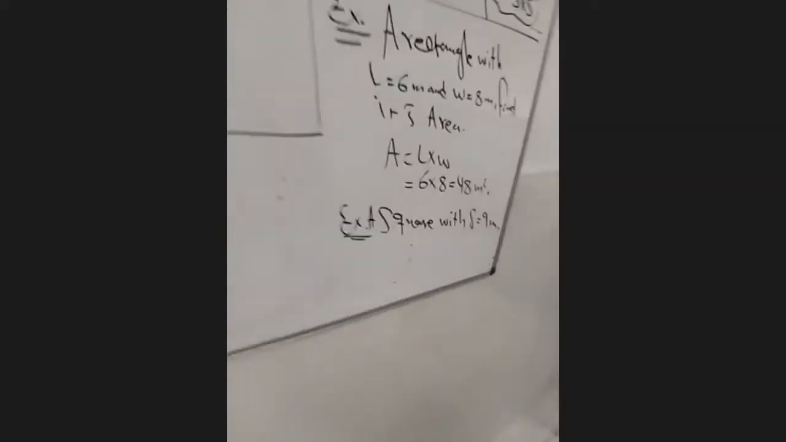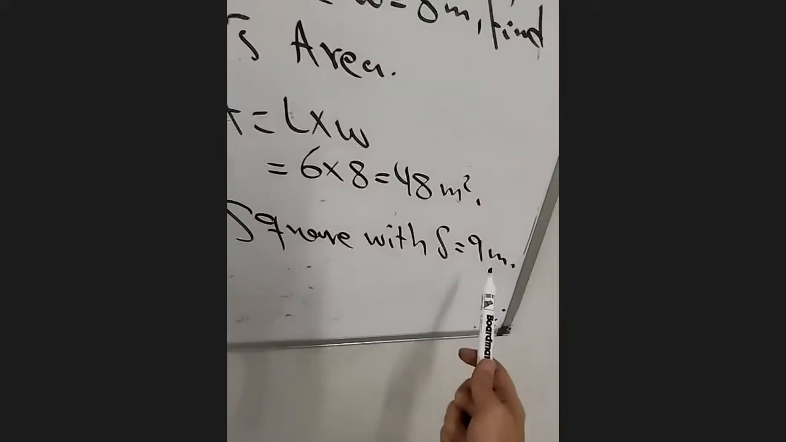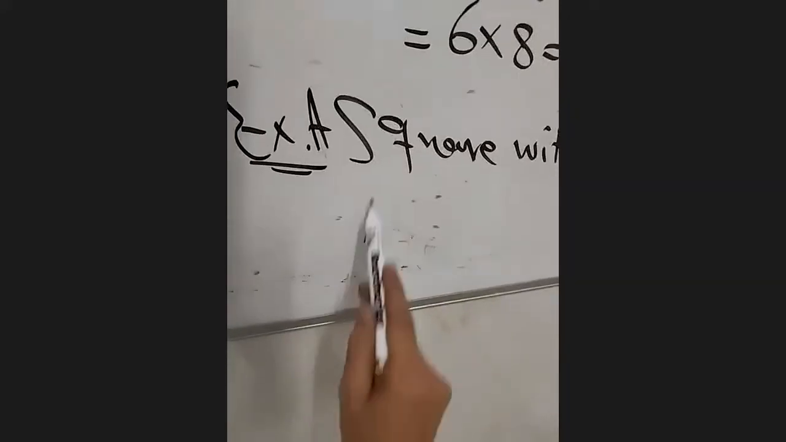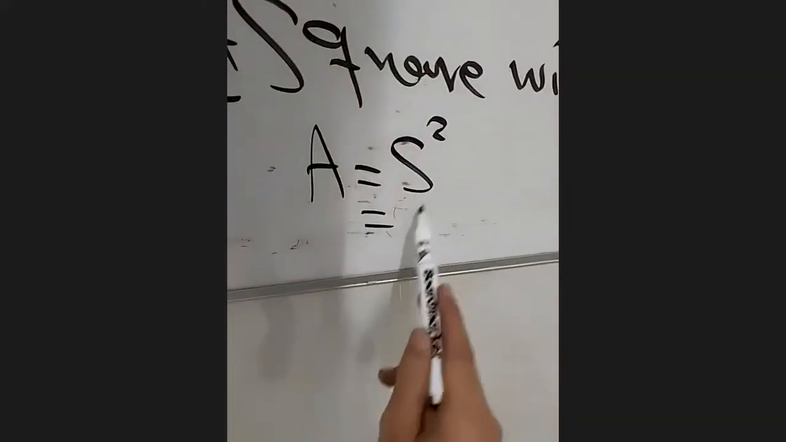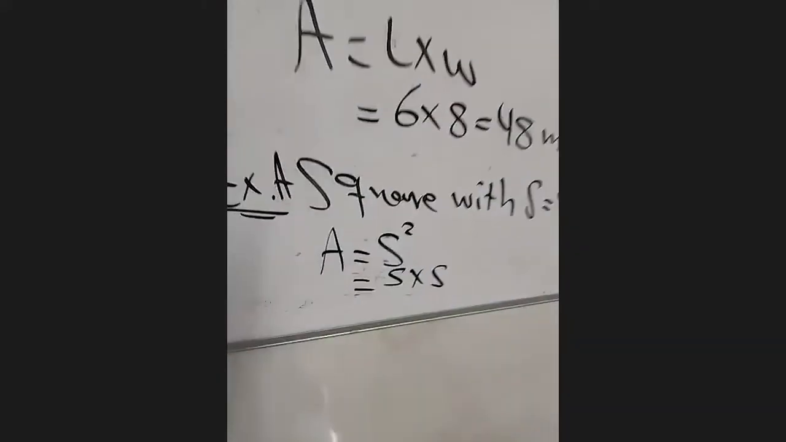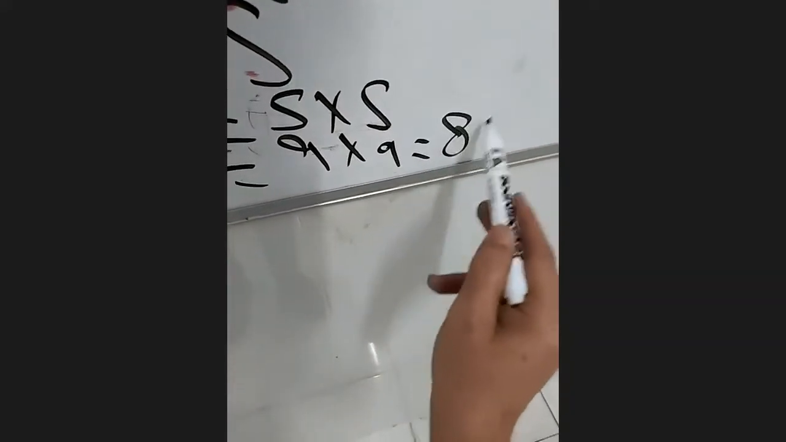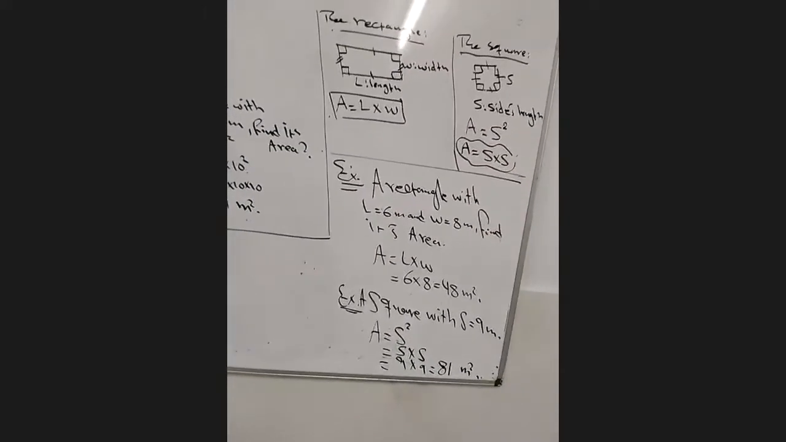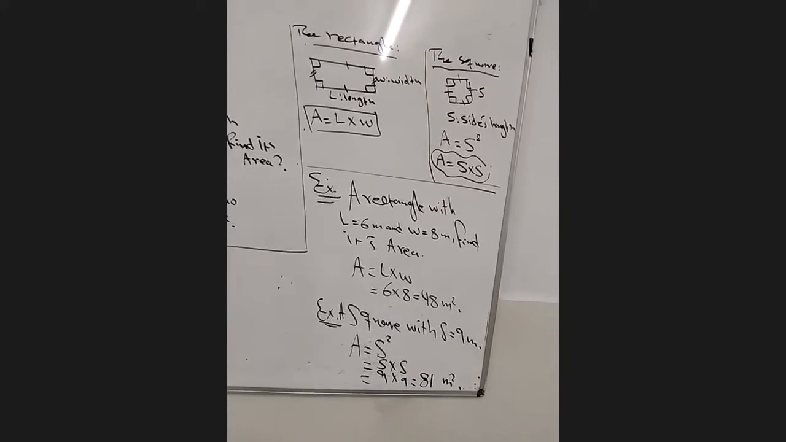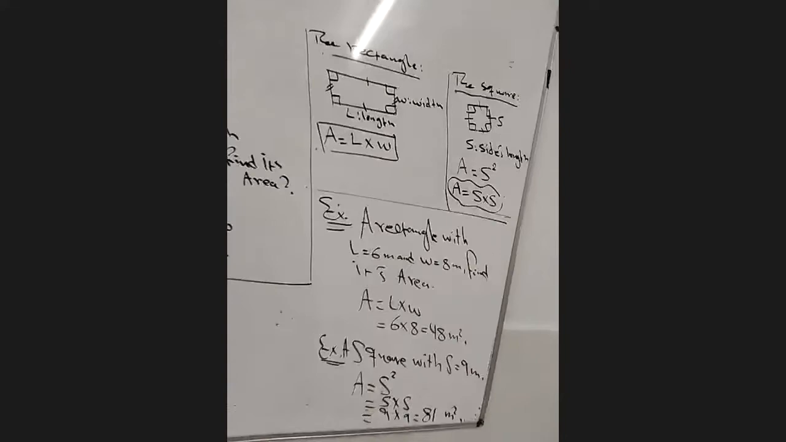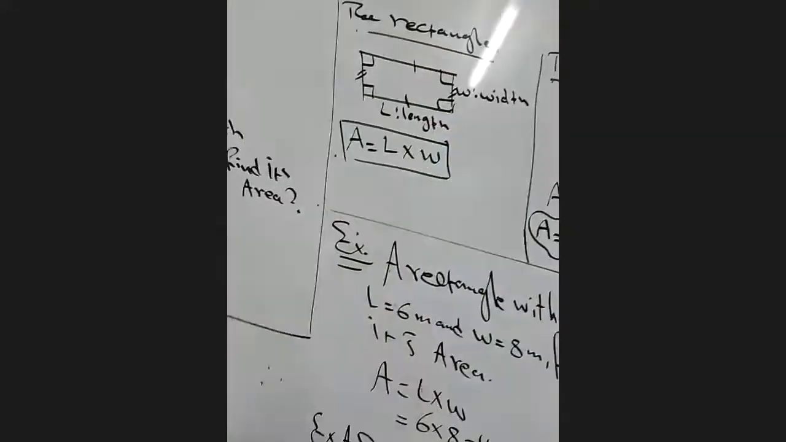So let's go back here. A square with S equal 9 meter means the side length is 9. What's its area? A equal S power 2 means S multiply S means 9 multiply 9, which is 81 meter power 2. With the square, I finished my figures, which you need to memorize their formulas for each one of them.